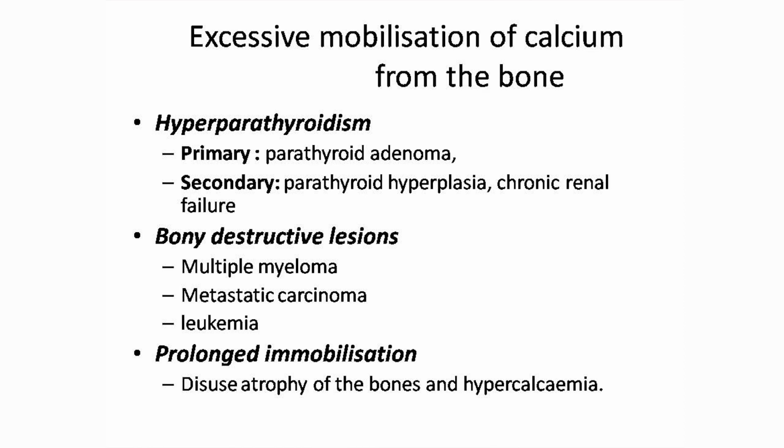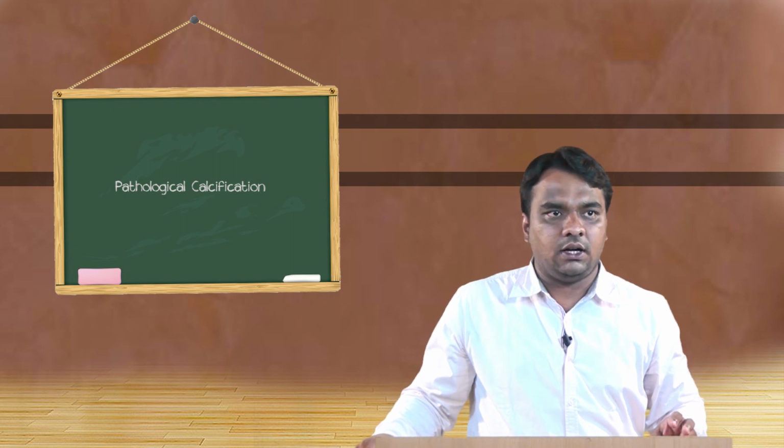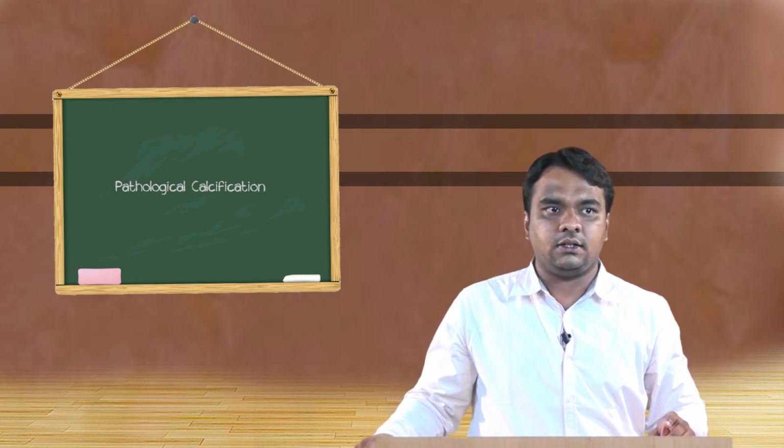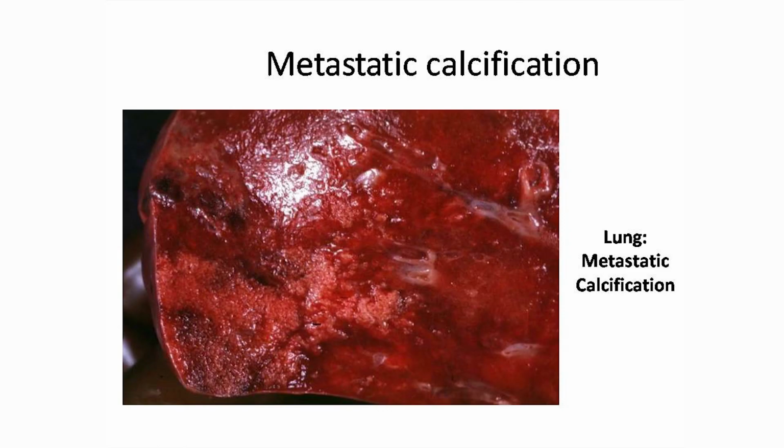Then we will see the sites where the metastatic calcification takes place. Mainly metastatic is the metabolic derangements which lead to the calcification. Mainly it takes place in the kidneys, lung, stomach, blood vessels, cornea and synovium. So here you can see the lung metastatic calcification. So finally, we will see the difference between the dystrophic and metastatic calcification.